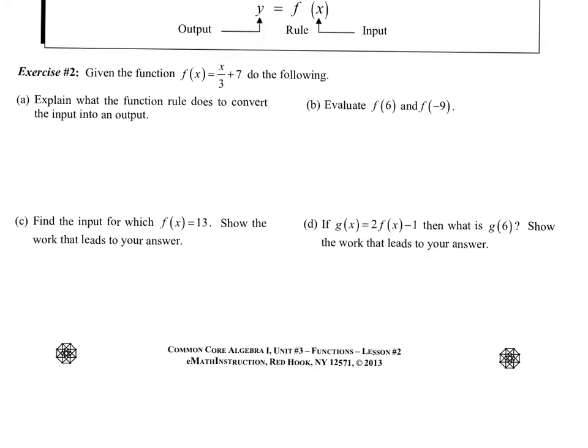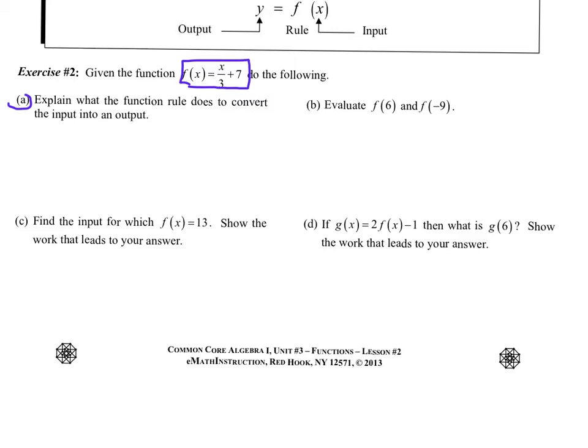Right down below here, the next question says, given this function, f of x equals this, do the following. First part says, explain what the function rule does to convert the input to the output. So what's happening to the x? And this is kind of asking you about order of operations. When you input the x, what happens first? Do we add that 7 first? Do we divide by 3 first?